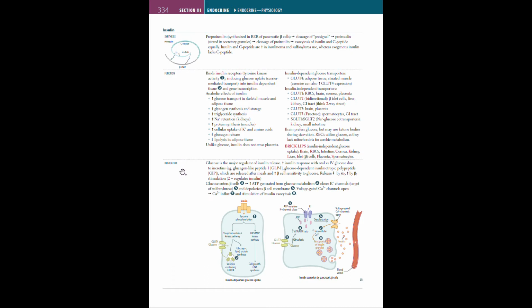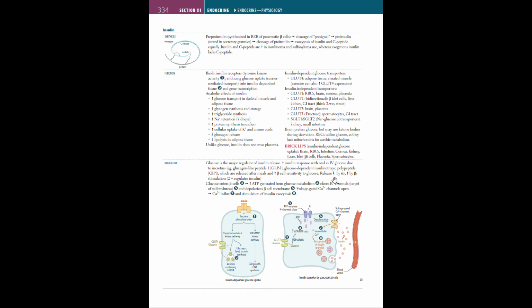Regulation. Glucose is the major regulator of insulin release. There is an increase in insulin response with oral versus IV glucose due to incretins. Examples are glucagon-like peptide 1, GLP-1, or glucose-dependent insulinotropic polypeptide, GIP, which are released after meals and increase beta cell sensitivity to glucose.